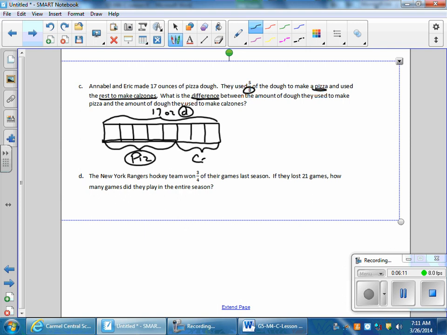The better I label, the clearer this is going to become. So each part is going to be 17 ounces divided by 8 units. 17 divided by 8, most of us need to do a standard algorithm, will be 2 1/8. All parts are 2 1/8.